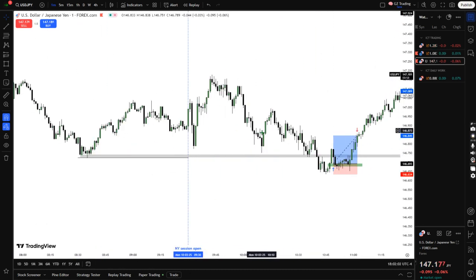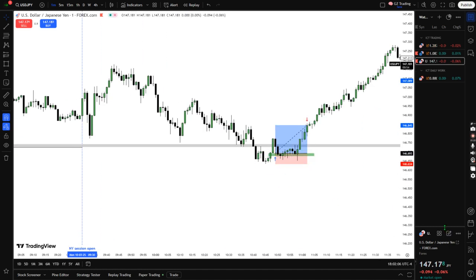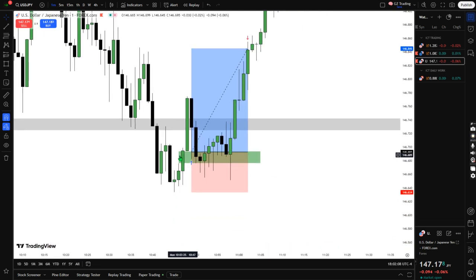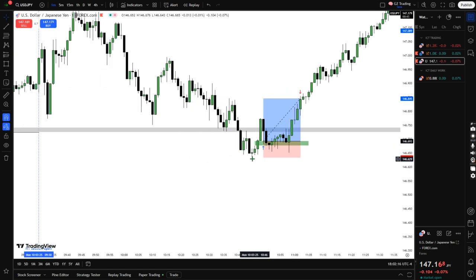Then it opened, started to go down, reached my level. I waited for a fair value gap to be created. As you see, this one green rectangle is the fair value gap that got created. As soon as it got touched back, I entered the market, put my stop loss below here, and set my take profit at this recent high with a 2.58 ratio.